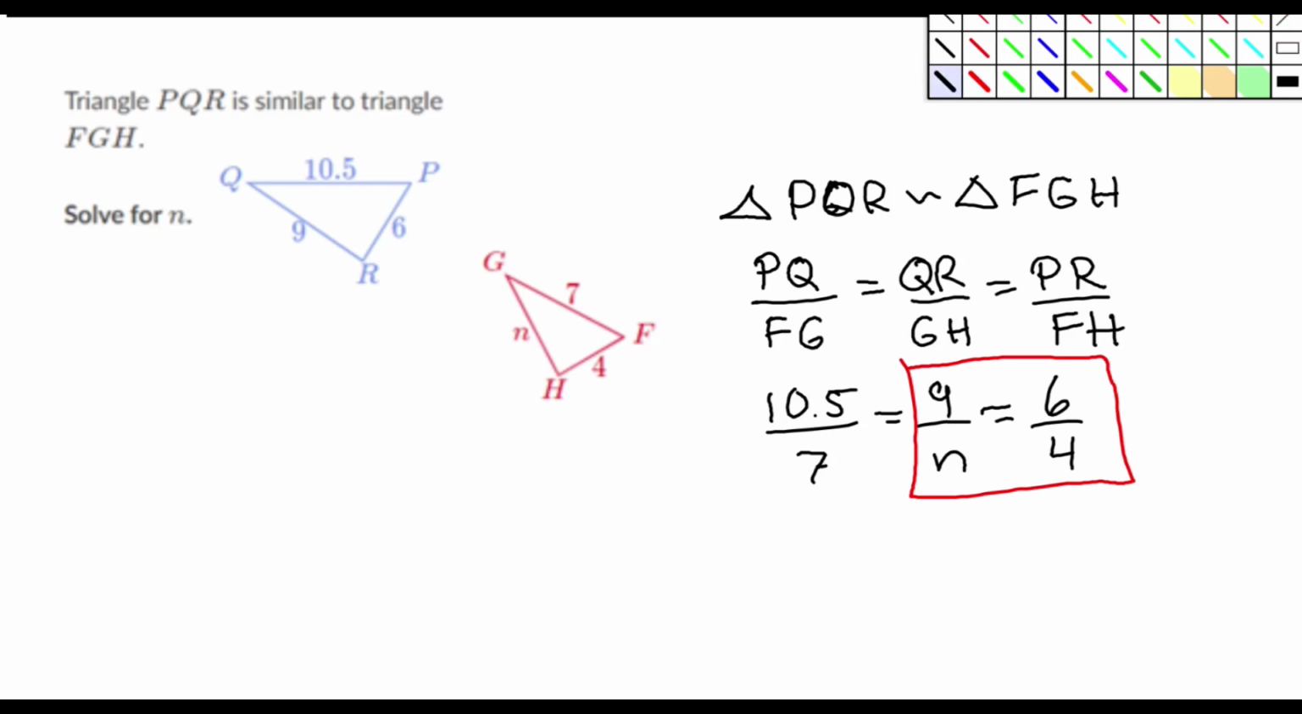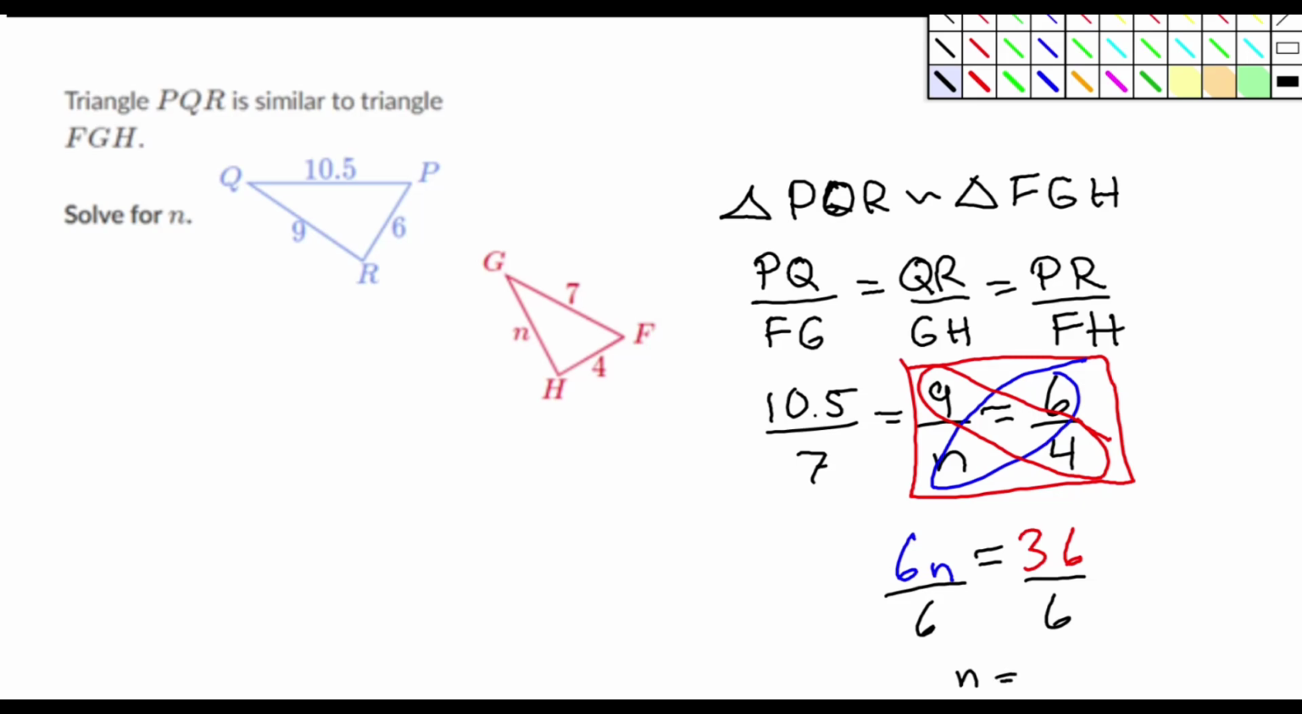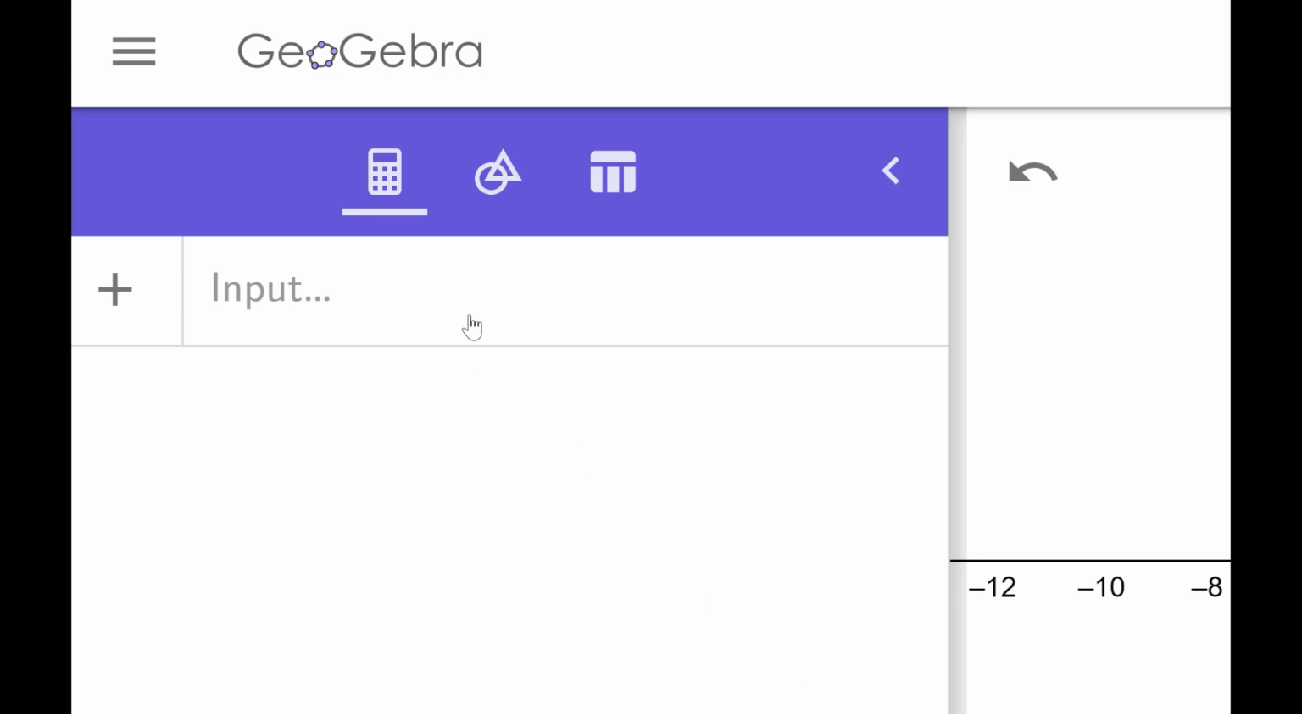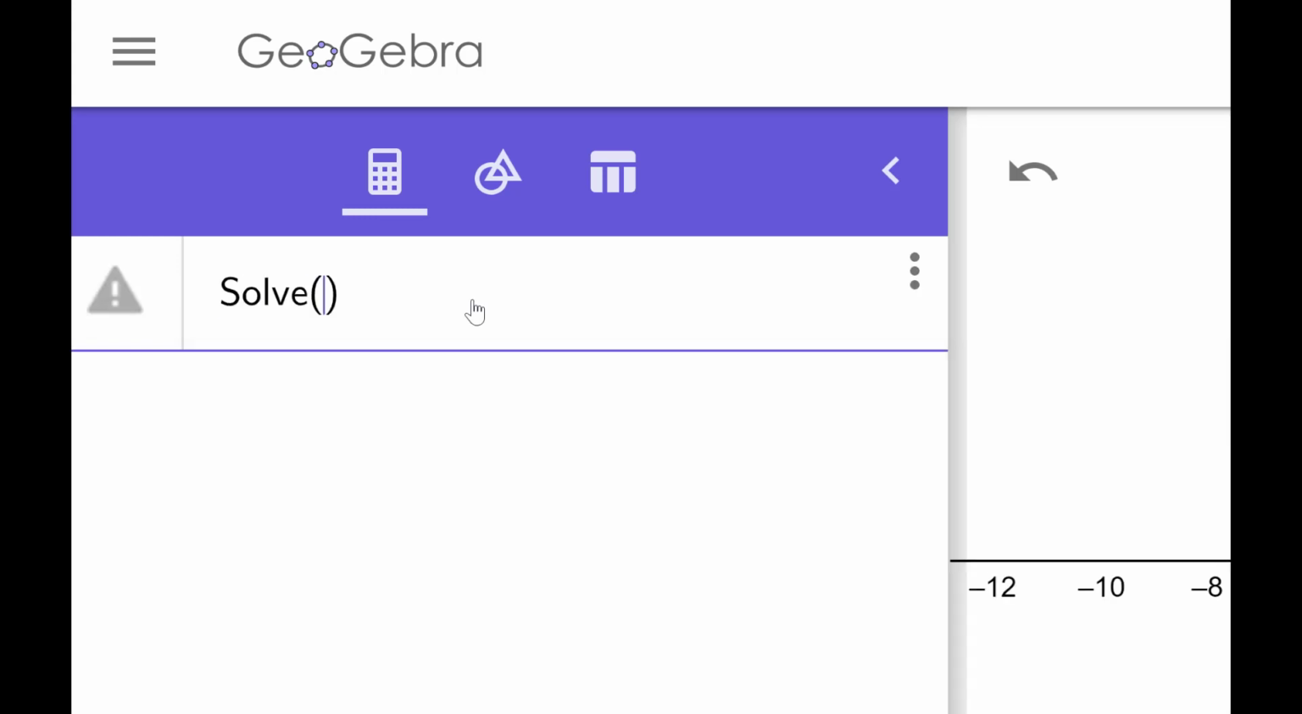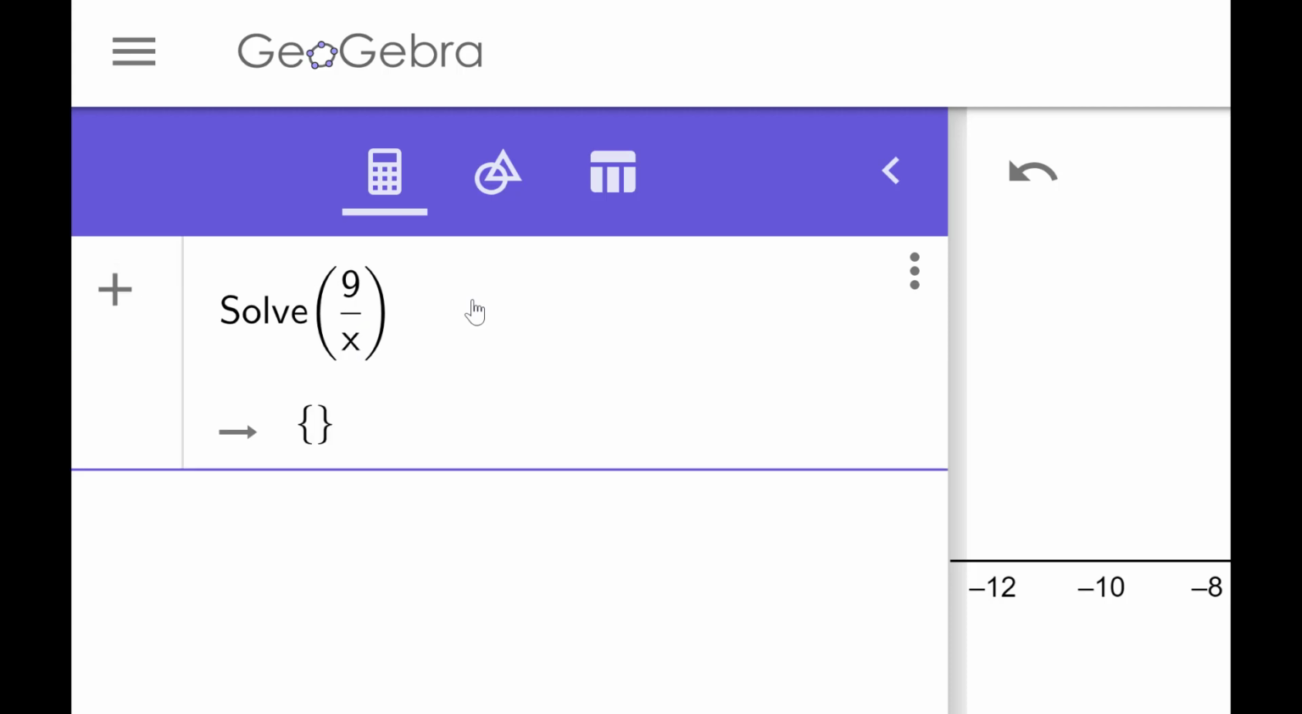So you should see now, this should be getting a lot quicker for you. So my means, 6 times n is just 6n. And that's going to be equal to the product of the extremes, which is, oh, this is nice, 36. Divide by 6, and n is equal to 6. Done. All right, let's solve the last one, and we're done here. So solve 9 divided by x is equal to 6 divided by 4. Oh my goodness, so fast. All right, we're done with this one.